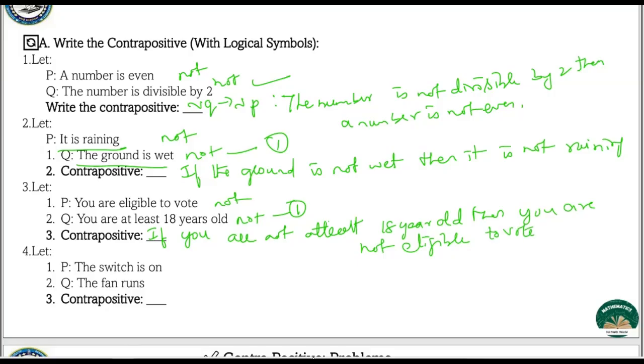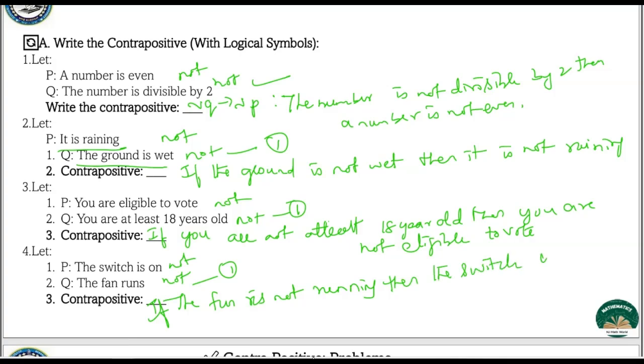Then the switch is on, the fan runs. So we have to write not for both, and then use Q in the beginning. So that will be: if the fan is not running, then the switch is off. The switch is off.